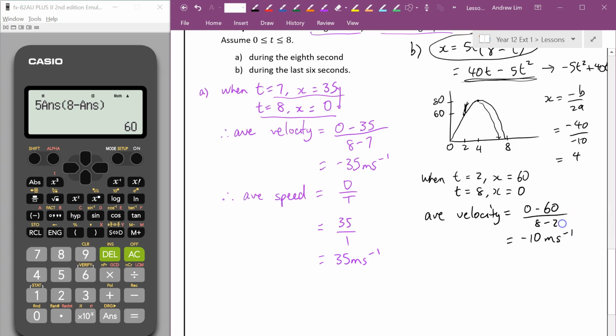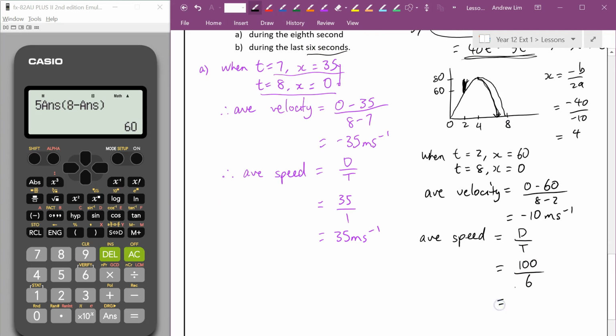But what's the average speed? Average speed is equal to the distance traveled divided by the time taken. The distance traveled is 20 plus the 80, which is 100. How long did it take? 8 minus 2 is 6. We knew because it says the last 6 seconds, so just divide by 6. 100 divided by 6, we get 16 and 2/3, or 16.67 meters per second to 2 decimal places.